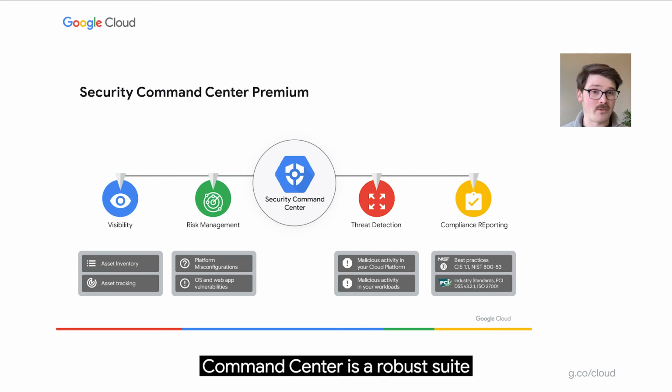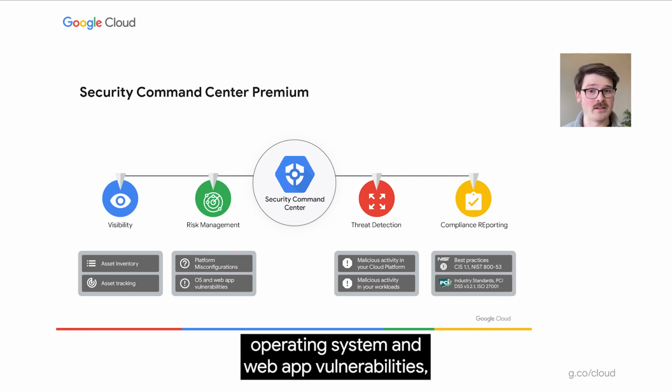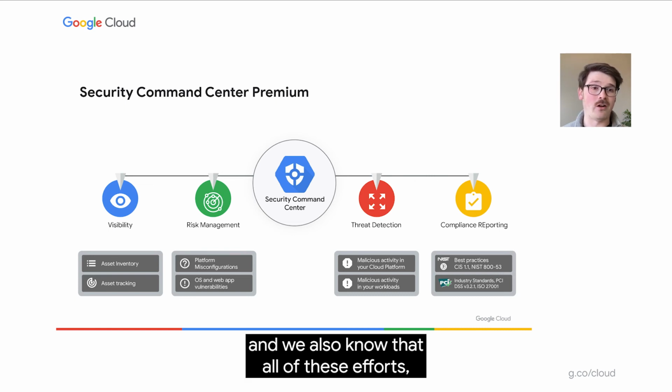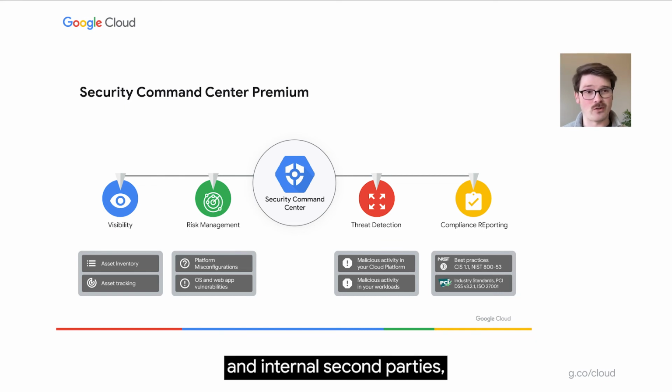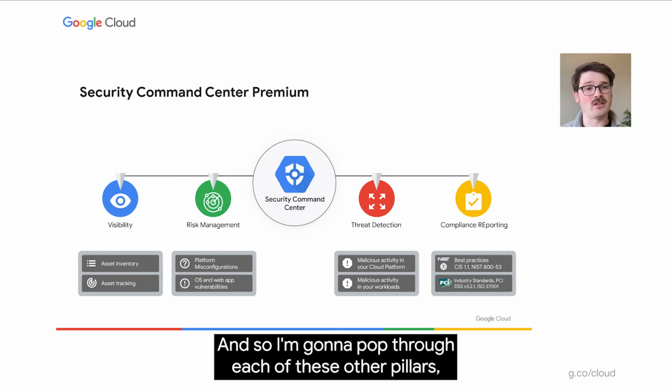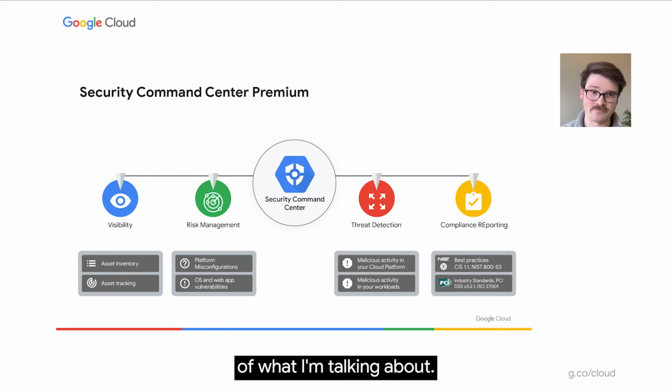Command Center has a robust suite of risk management capabilities, from detecting platform misconfigurations up to operating system and web app vulnerabilities. And we also know that all of these efforts are not valuable if you can't prove to third parties and internal second parties the value of what you're doing. And so I'm going to pop through each of these other pillars real quick and give you a little bit of a deeper taste of what I'm talking about.